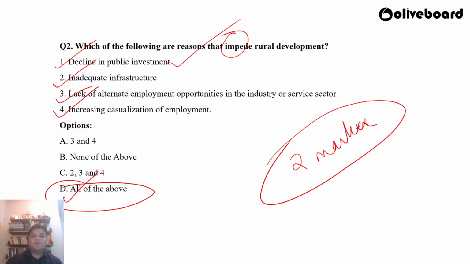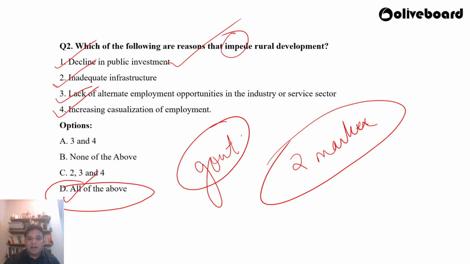Right? Decline in public investment. Public investment means what? Government investment. So the government investment in rural areas has declined since independence, right? In proportion of GDP. In absolute terms, it may have increased, but in terms of GDP, it has declined. Second is inadequate infrastructure. Obviously, education infrastructure or healthcare infrastructure, even physical infrastructure for electricity is largely missing in rural India. And that is one of the reasons that impedes rural development.